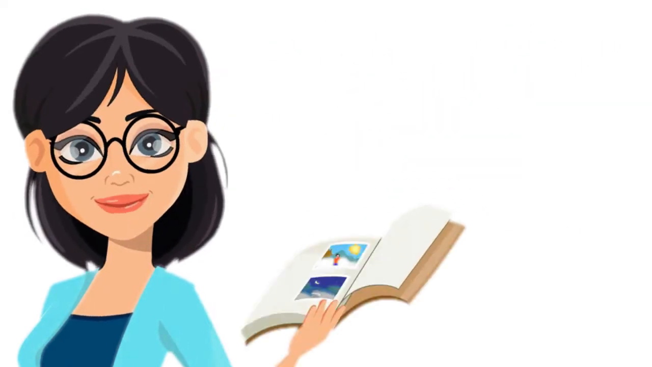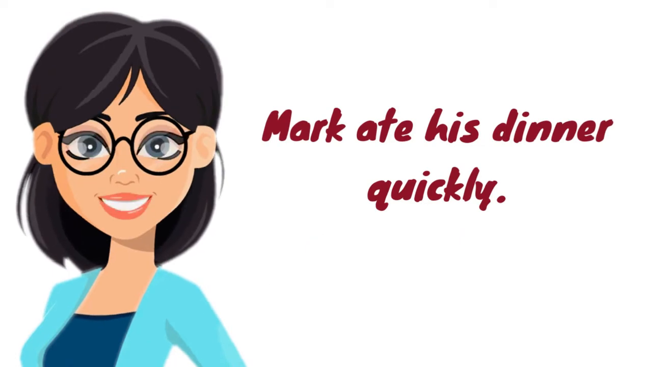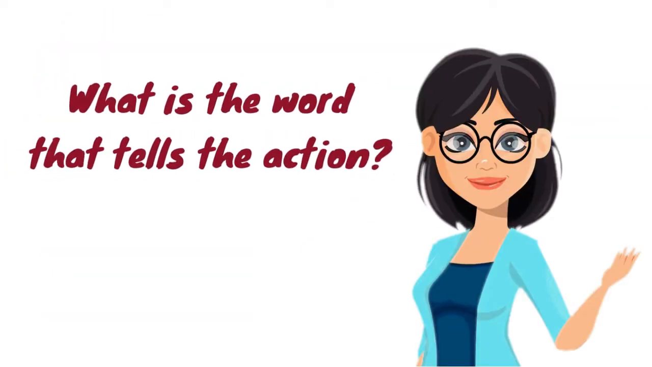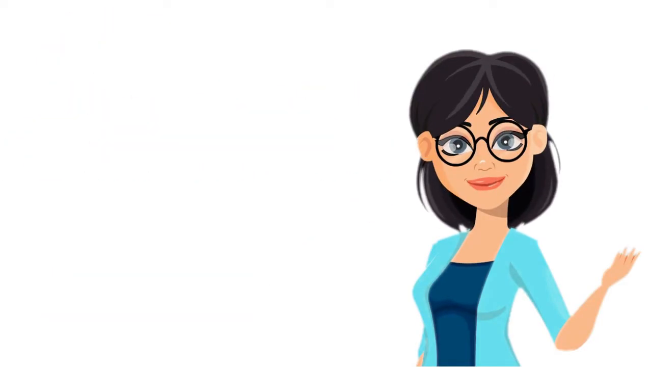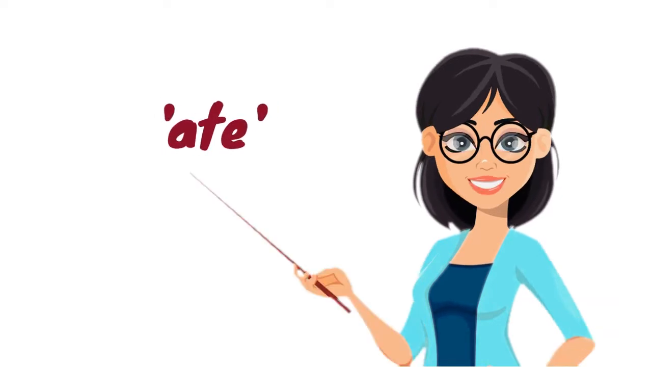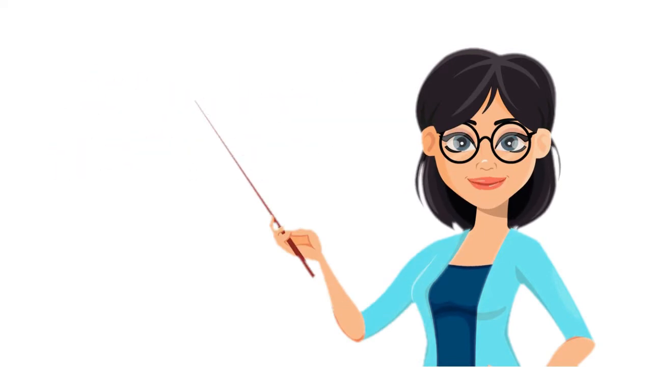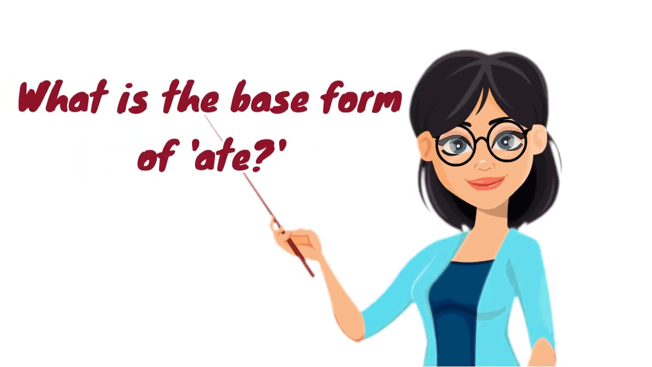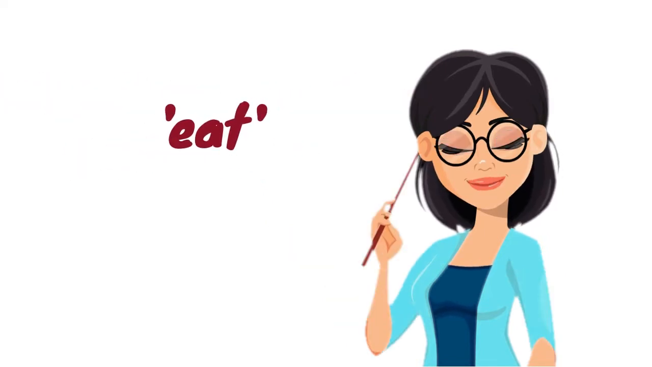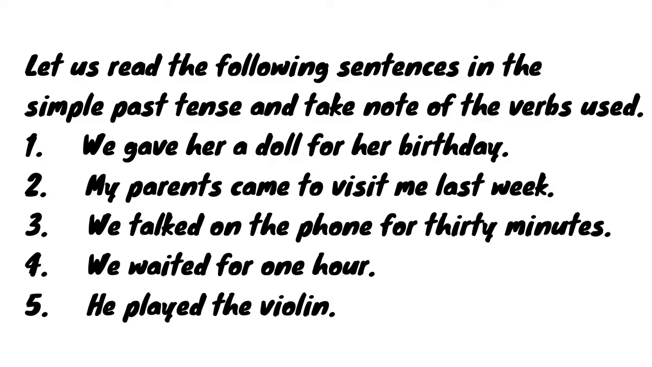Next, Mark ate his dinner quickly. What is the word that tells the action? That's right, ate. So, ate is the verb in the sentence. How about the base form of ate? Yes, eat. Very good.